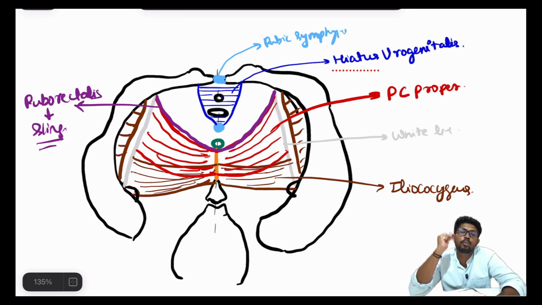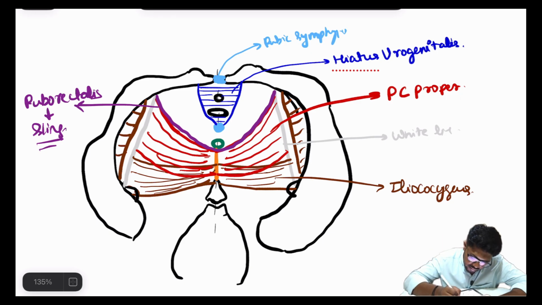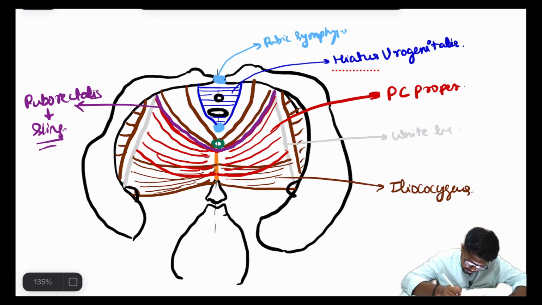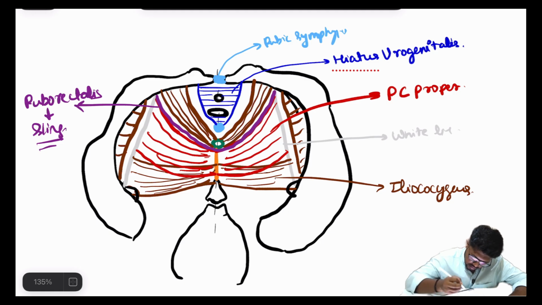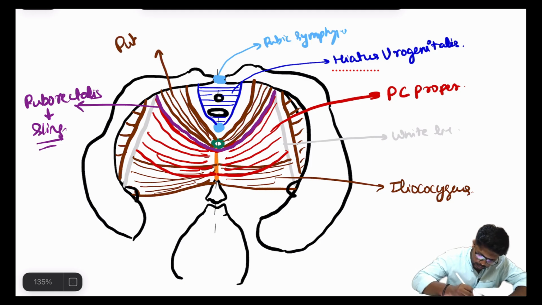Now I am drawing, that is Puboanalis. So this Puboanalis will come and attach into the wall of the anal canal. So this muscle is what? Puboanalis.